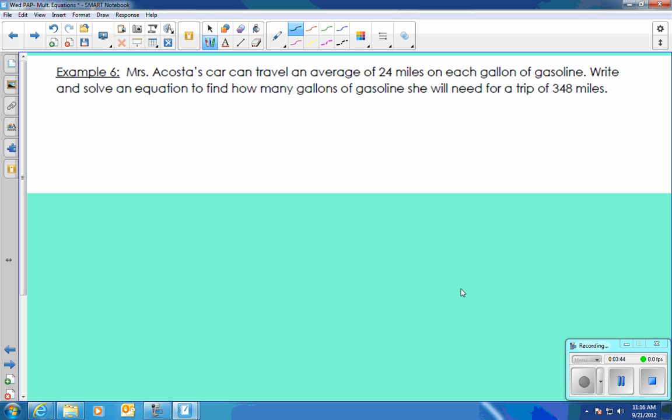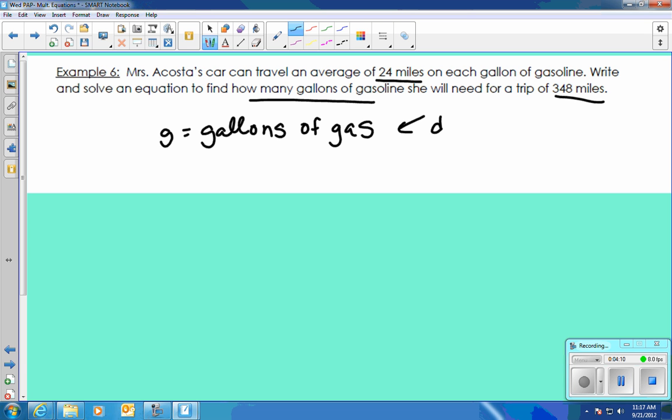This one says, Mr. Acosta's car can travel an average of 24 miles on each gallon of gasoline. Write and solve an equation to find out how many gallons of gasoline she will need for a trip of 348 miles. So this is the total. It's 24 per mile. We want to know how many gallons. I'm going to say G equals gallons of gas. You should always define your variable. This is called defining your variable.